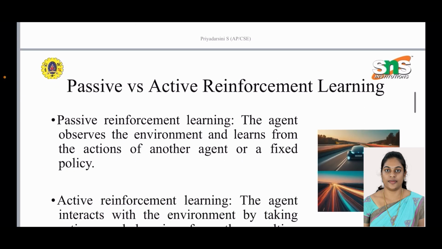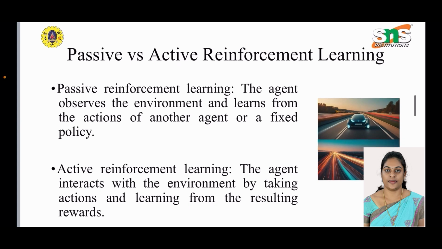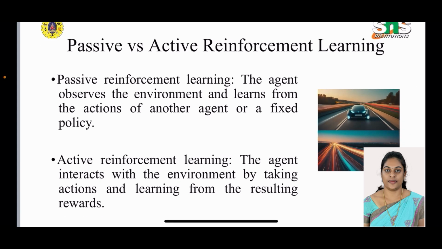We have two types of reinforcement learning. One is active reinforcement learning and another one is passive reinforcement learning. Passive reinforcement learning is like watching someone else play a video game and learning the rules and strategies by observing their actions. Whereas active reinforcement learning is like playing the video game yourself and learning through trial and error. This is the difference between active and passive reinforcement learning.